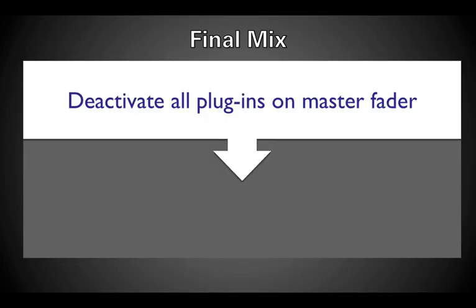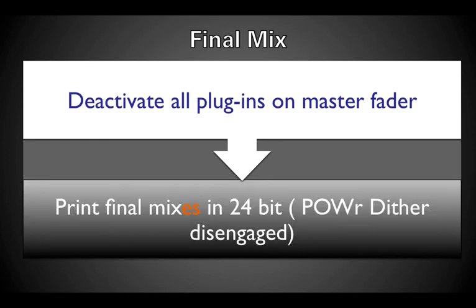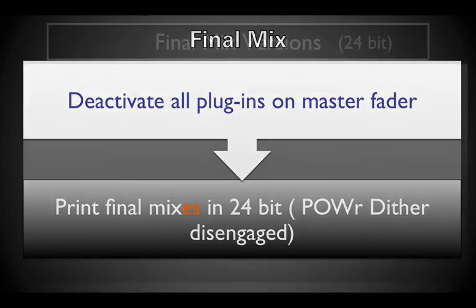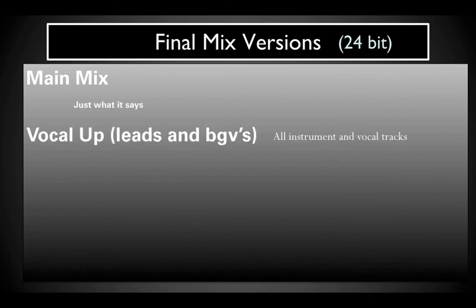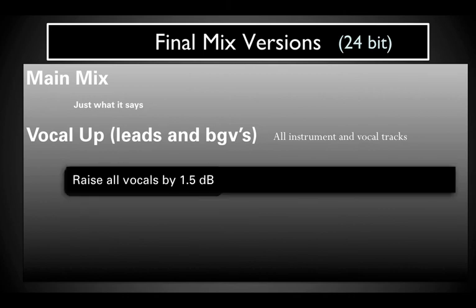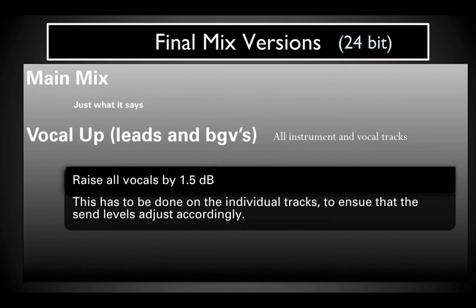Now for the final mix, one thing we want to do is first to deactivate all the plugins on the master and print the mixes in 24-bit, making sure the power dither is disengaged. There shouldn't be any dithering on your main output. And that would be our main mix, and that's just what it says. It's everything on. Then for our vocal up, leads and background vocals need to be turned up by increasing the volume on each individual track by 1.5 dB.